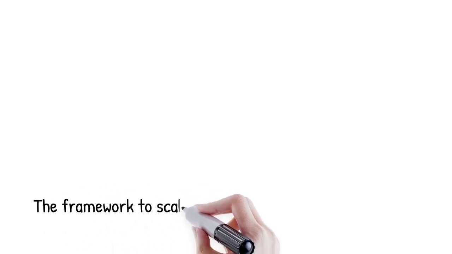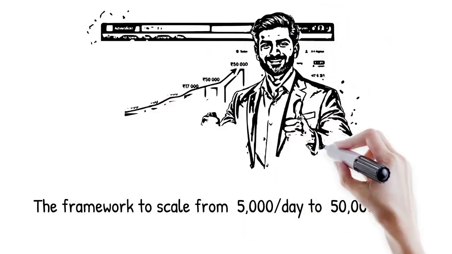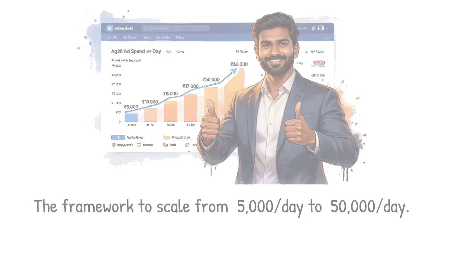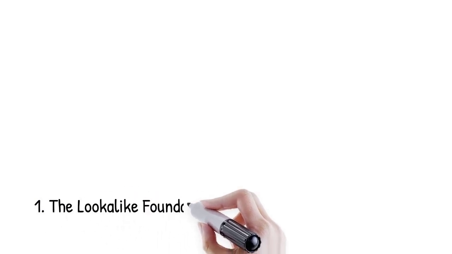This is the exact framework used by top advertisers to scale from 5,000 rupees per day to 50,000 rupees per day and beyond, not by luck, not by guesswork, but by structured, data-driven scaling. Let's lock it in. The Lookalike Foundation Checklist.